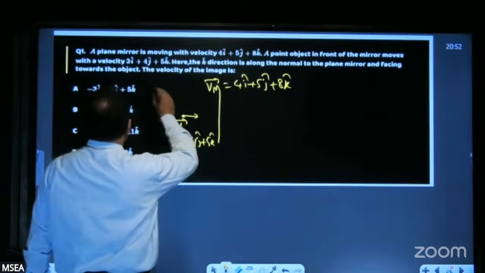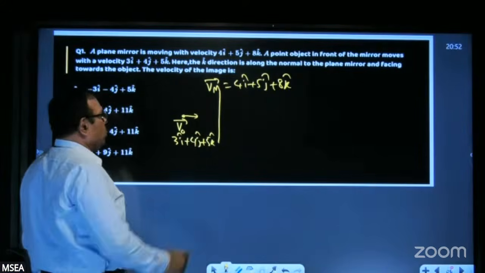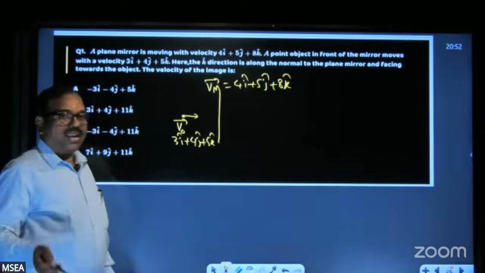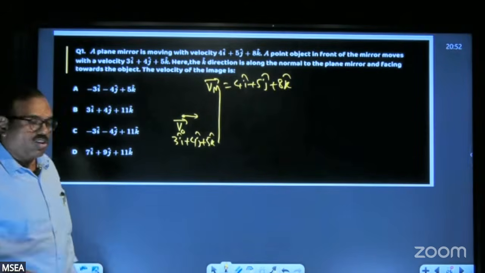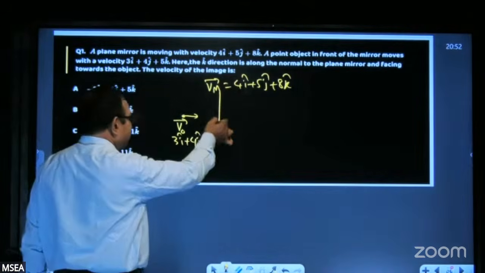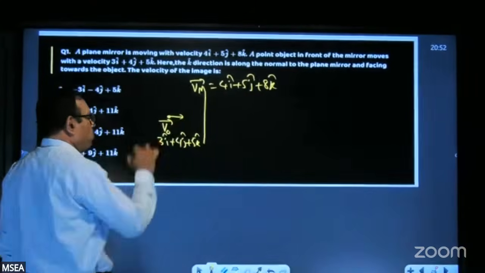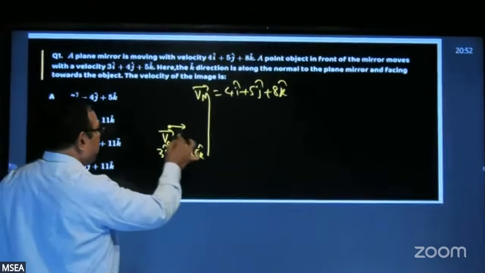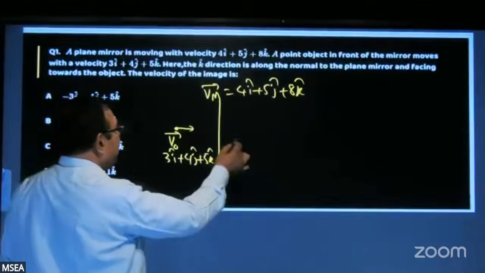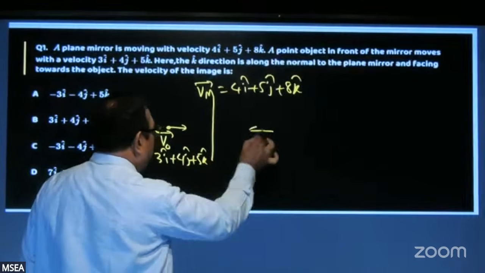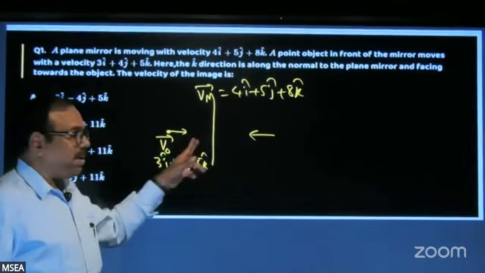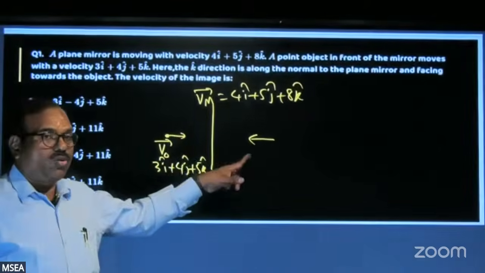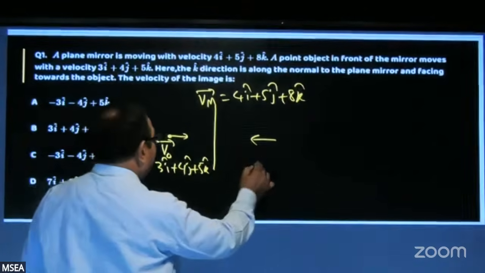Then what about the velocity of the image? The mirror is moving, and the object is also moving. First we take the mirror at rest and fixed, and the object moving. When the object is moving with this velocity, the image moves in the opposite direction, perpendicular to the plane mirror only. Opposite, but the remaining things are the same.